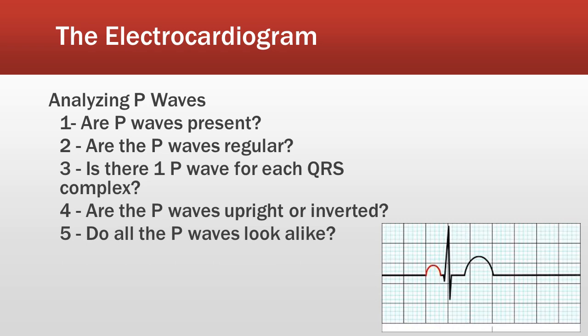Analyzing P waves. There are 5 different things to look at when you're analyzing P waves. Are the P waves present? Are they regular? Is there one P wave for each QRS complex? Are the P waves upright or inverted? And do they all look alike? Those are the 5 things to analyze when looking at a P wave.